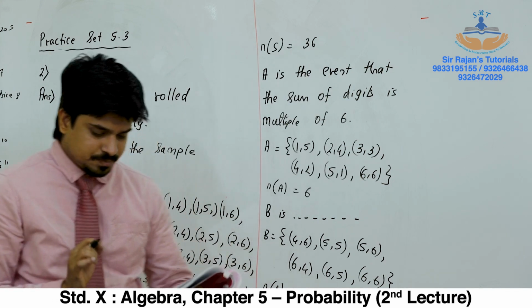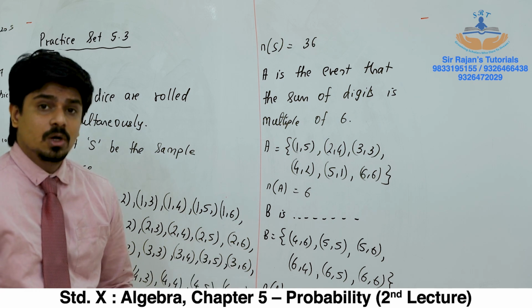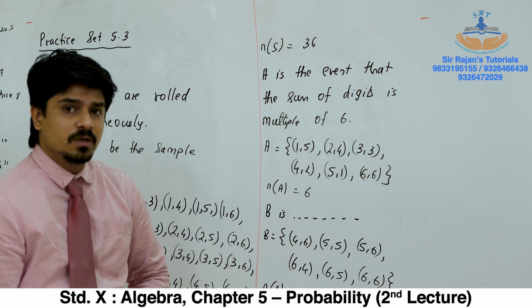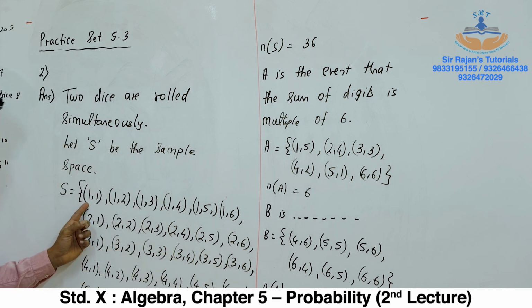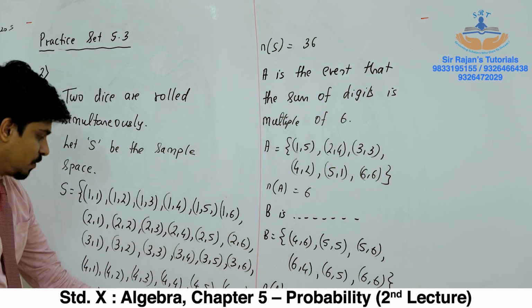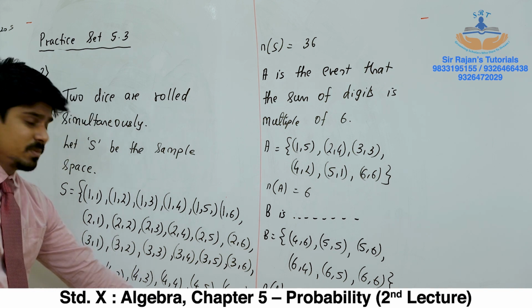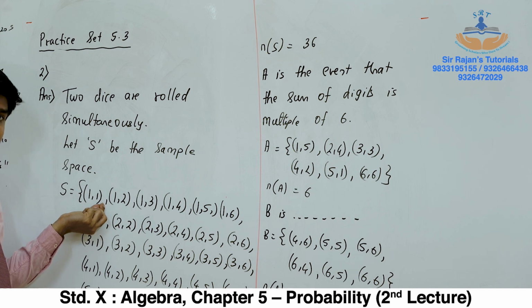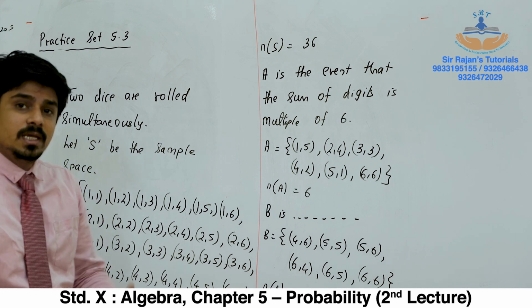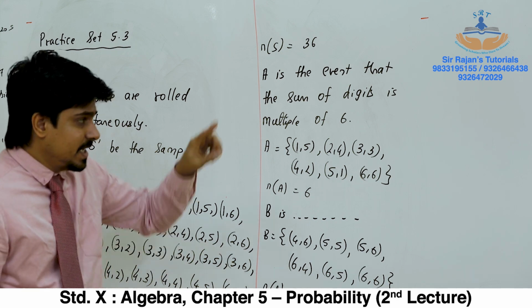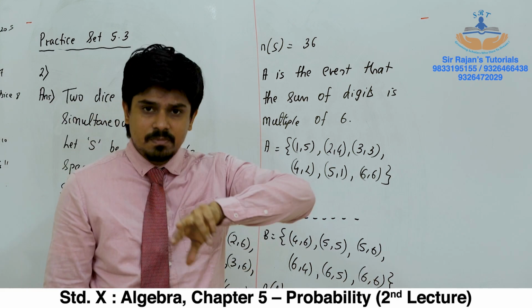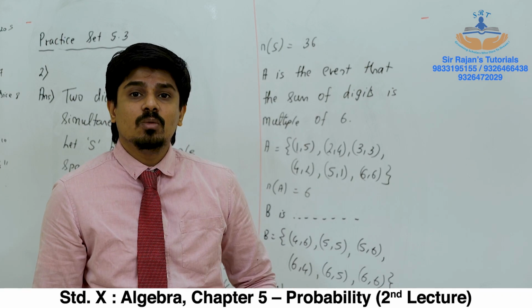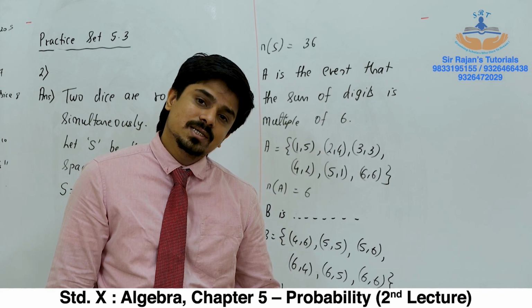Okay, now the same digit appears on both the upper faces. Now the same digit should be there on the upper face. Obvious, 1 comma 1, 2 comma 2, 3 comma 3, 4 comma 4, 5 comma 5 and 6 comma 6. The same digit is coming: first dice 1, second dice also 1. Okay, so how many combinations are there? 6 combinations. So you will write C is equal to the set 1 comma 1, 2 comma 2, 3 comma 3, 4 comma 4, 5 comma 5 and 6 comma 6.